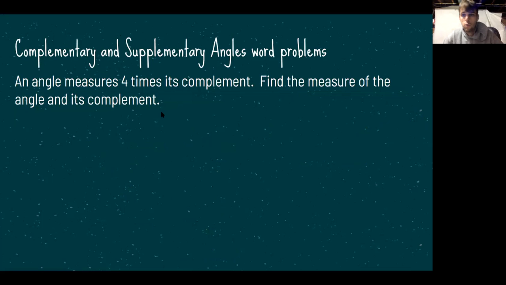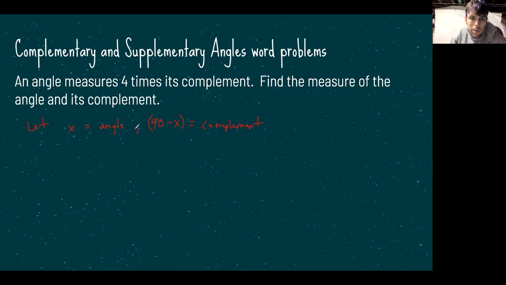All right, now we have these word problems involving complementary and supplementary angles. So an angle measures 4 times its complement. Find the measure of the angle and its complement. Okay, so we have a bit of a word problem here. I'm going to create a let statement to create some variables. I'm going to say let x equal our angle. And then we remember from before that if x is our angle measurement, then 90 minus x is going to equal the complement.